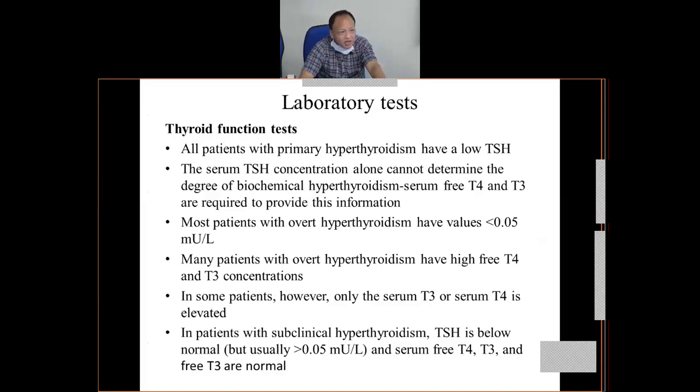In patients with subclinical hyperthyroidism, TSH is below normal, but usually it's not as low as in overt hyperthyroidism, and usually the TSH value is always more than 0.05 microunit per liter. And serum free T4 and free T3 are normal.